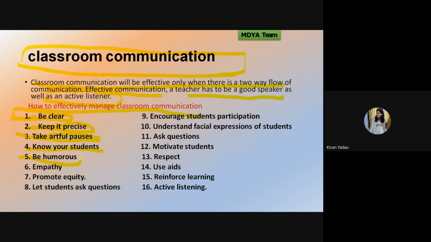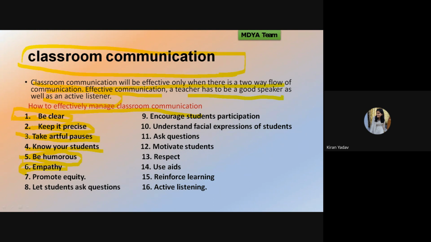Be humorous. When a teacher is humorous, the first thing is students don't get stressed in the class, and when they are less stressed, they are better able to focus. And students learn and remember things which are taught in such a humorous way.